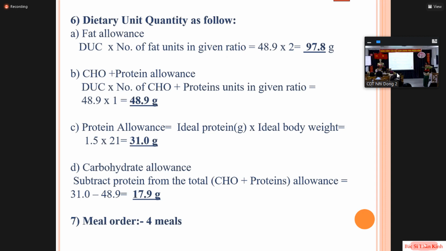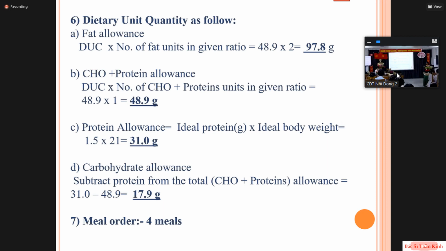We proceed with the macronutrient calculation for the entire day. First, we start with the fat allowance. We take the DUC value, that is 48.9, and multiply that with the number of fat units in the given ratio, which is 2. The value that you get is 97.8 grams. The carbohydrate plus protein allowance combined: again, DUC value, and multiply that with the number of carbohydrate plus protein units in the given ratio. So 48.9 multiplied by 1 gives you again 48.9.